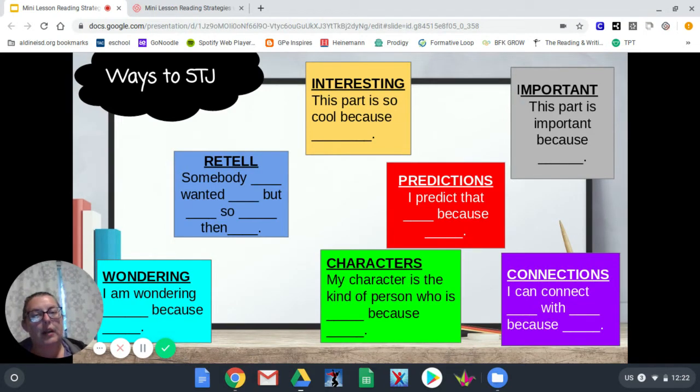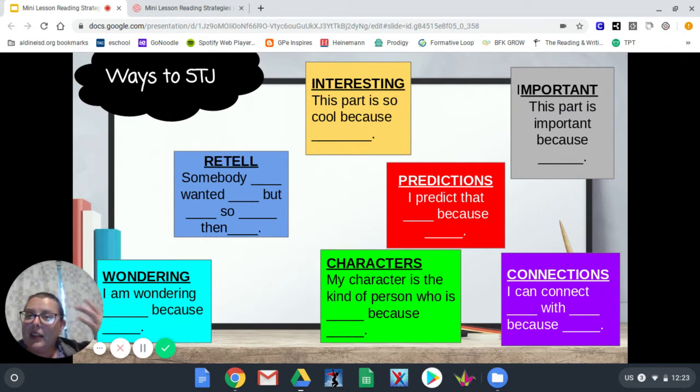The reason why we use stop, think, jots, though, is to also study ourselves as readers. What are we really good at? What are we not so great at? It gives us an idea of things we need to work on and things we were really great at. Because in this lesson, you're going to decide what you're really good at. What strategies do you stop, think, jot about that you could teach someone else? For example, me, I like to retell my book, but I also like to study characters and what they do. Those are my two main things that I do when I read. So I might think about teaching my family members or whoever I'm around about characters.